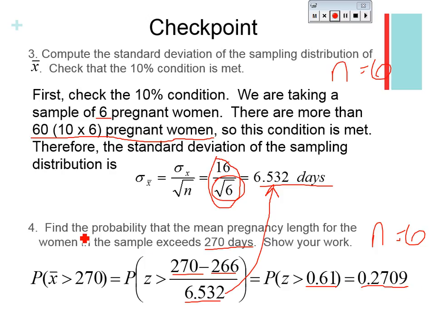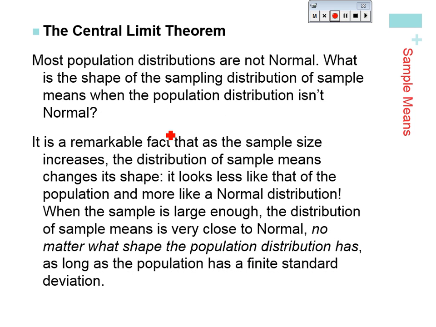So once again, just some different things involved with sample means and the sampling distribution with the normal curve. So keep in mind that when the population distribution is normal, we can assume that our sampling distribution is normal.